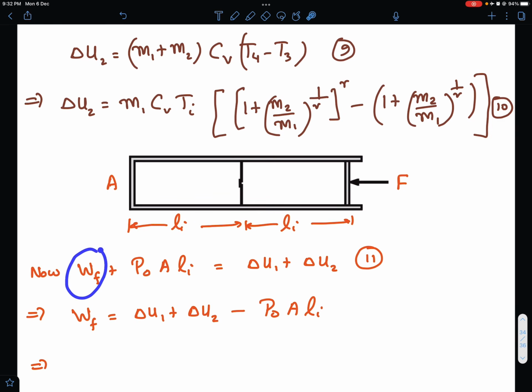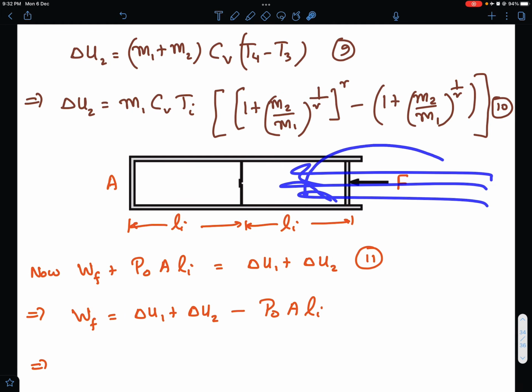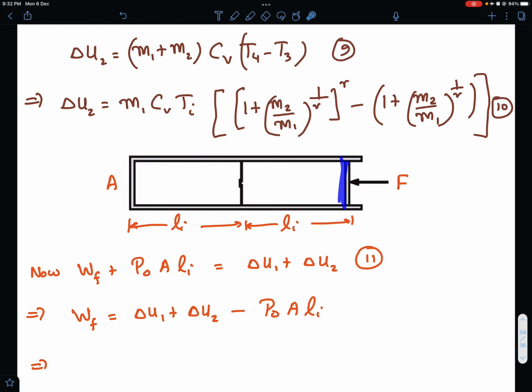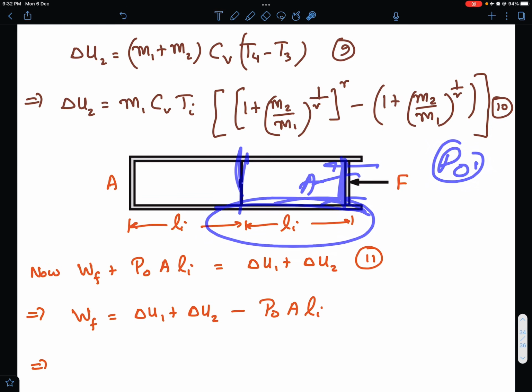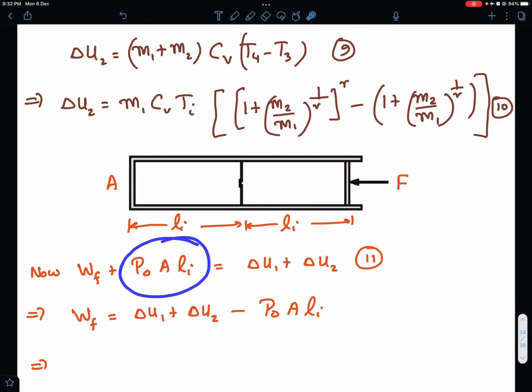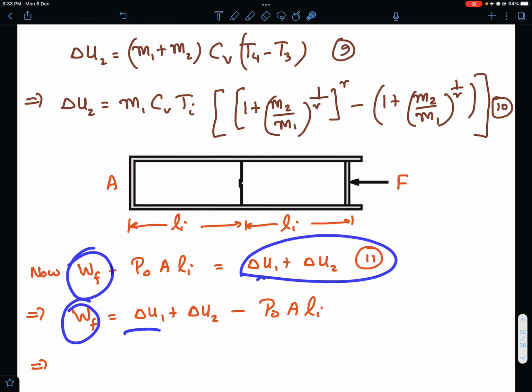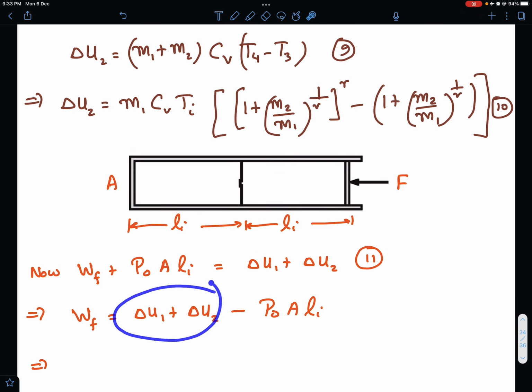Now, work done by the pushing force on the piston, this force, plus work done by the atmosphere. So how much work will be done by the atmosphere? See, this piston area is A and atmospheric pressure is P naught. So P naught into A is the pushing force, and the atmosphere pushes it through a distance of Li. So atmospheric work is P naught into A into Li, and that should be equal to delta U in the first stage plus delta U in the second stage. So I can simply write work done by this pushing force is delta U1 plus delta U2 minus P naught A Li.